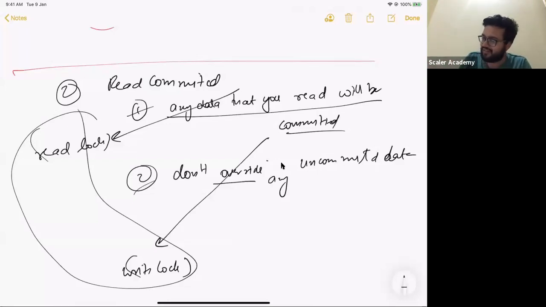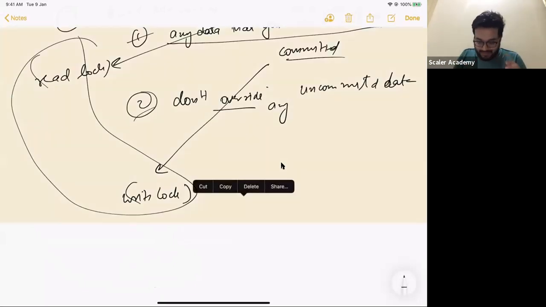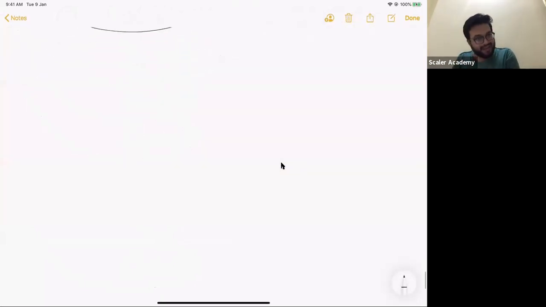In my definition, whenever I see a write lock, it only means write. Whenever I see a read lock, it only means read. Cool. Okay, so we discussed what guarantees you get in read committed, but there is a problem here as well. Let's try to look at that problem.